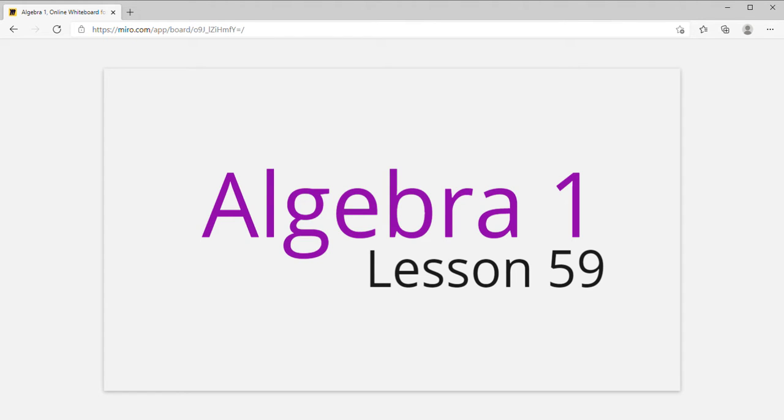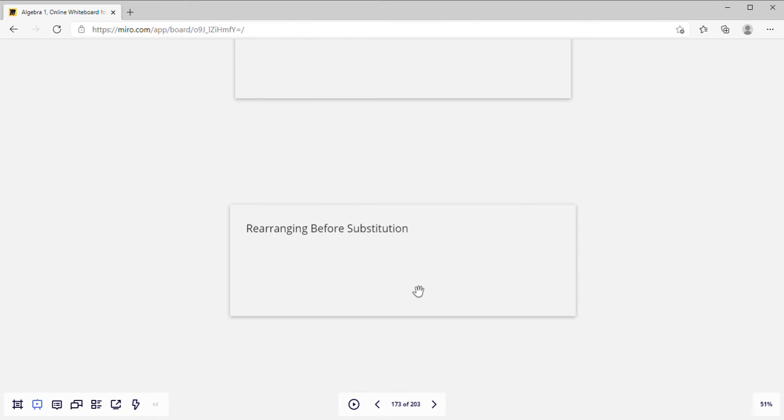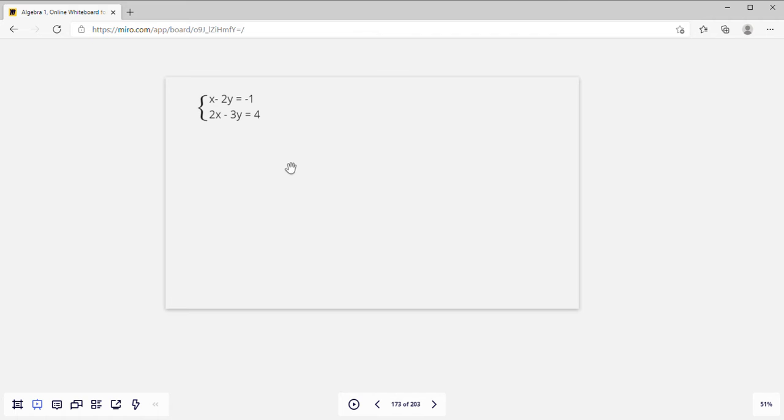Hello, this is Algebra 1, Lesson 59, and this lesson is going to cover rearranging before substitution. All right, so I'll just start with an example.